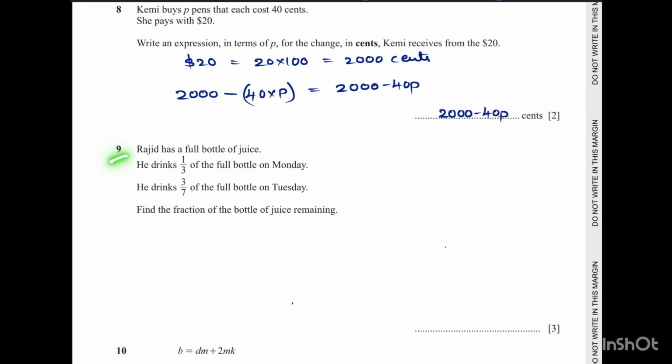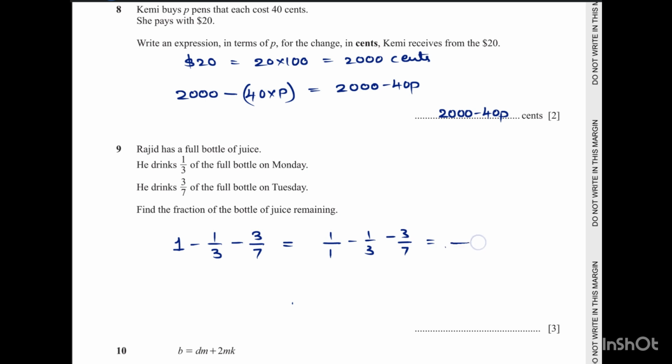Question 9. Rajid has a full bottle of juice. He drinks one third of the full bottle on Monday. He drinks 3/7 of the full bottle on Tuesday. Find the fraction of the bottle of juice remaining. So whenever a full bottle is taken, that means it is one whole. From that one whole, we need to subtract 1 by 3 and also 3 by 7. So 1 can be written as 1 by 1 minus 1 by 3 minus 3 by 7.